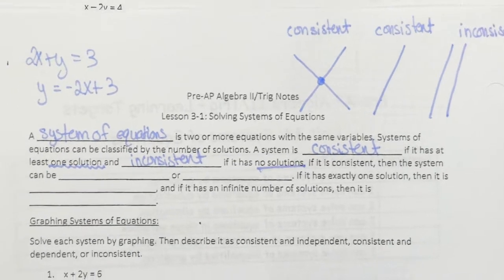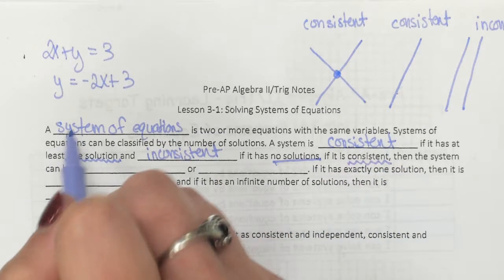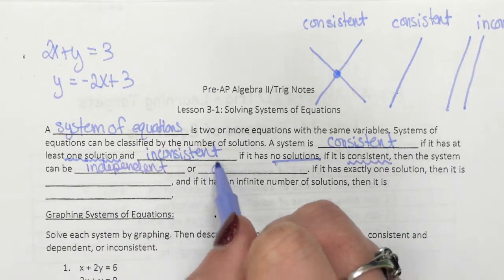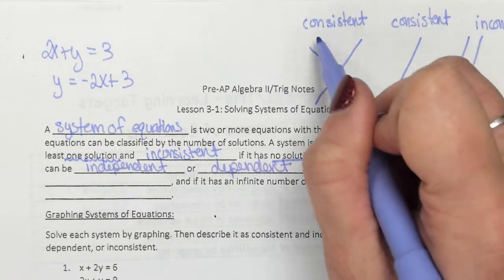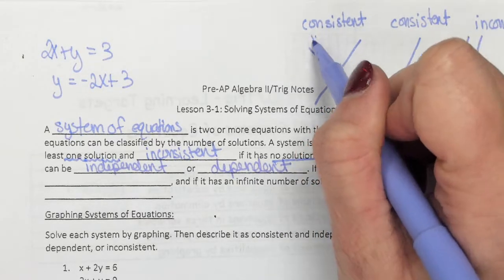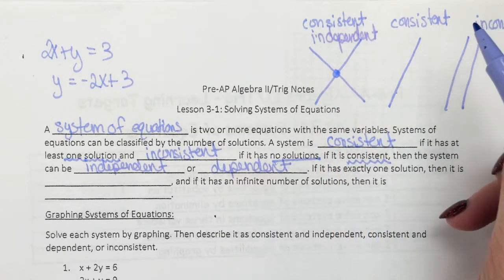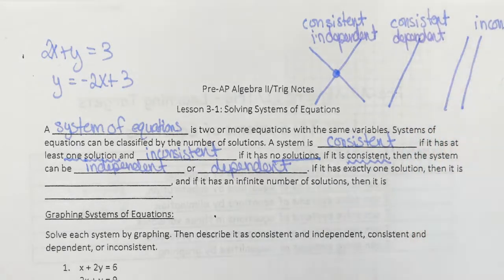All right, so if it's consistent, so only if it's consistent, then it can be independent or dependent. There you go. Yep. And so if it crosses at one point, it's consistent and independent. And if it's the exact same line, it's consistent and dependent, because one depends on the other to be exactly the same. You're all okay? What? You got it? Yeah. That makes sense. Bless you.